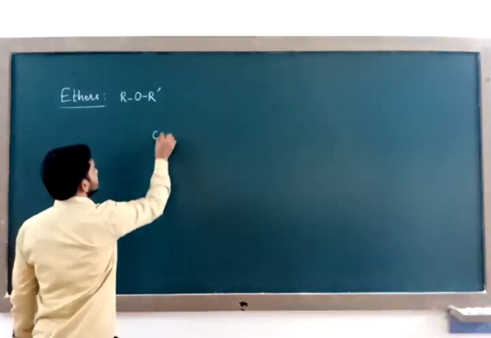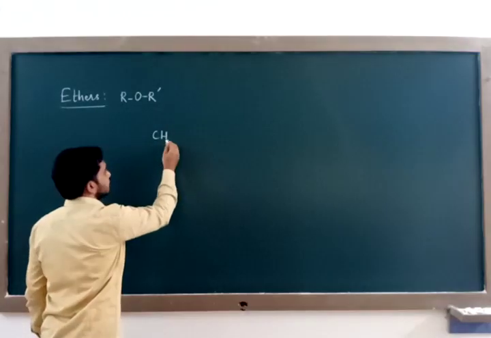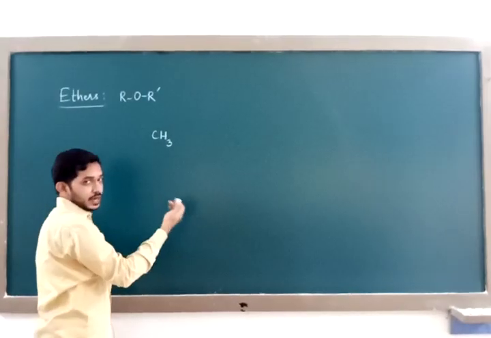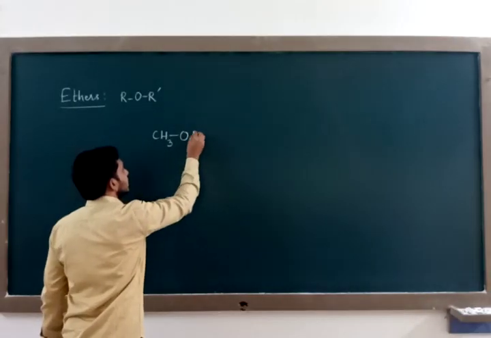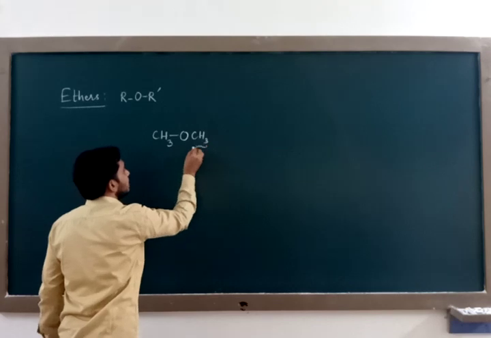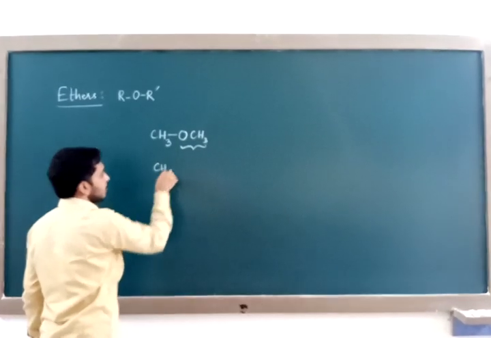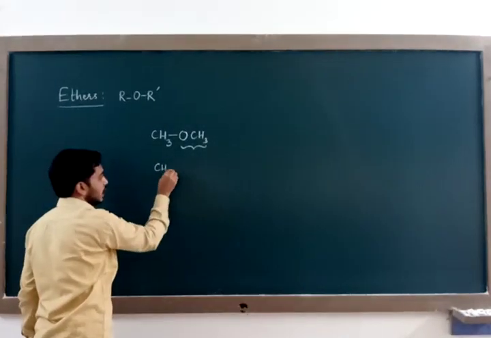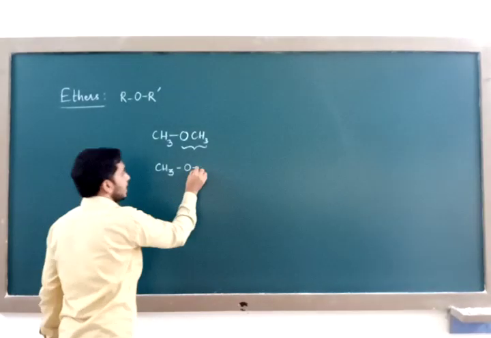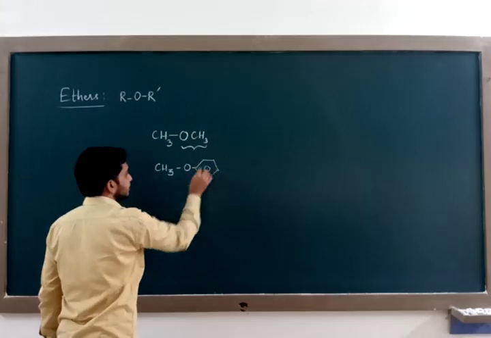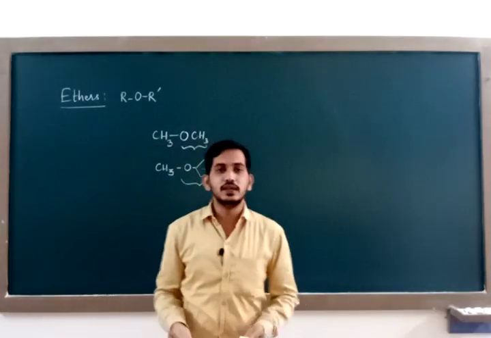See, if this is the simplest alkane, methane, I will remove one hydrogen from it. I have removed one hydrogen from it, and if the same is replaced by an alkoxy group, here it is, methoxy group, or else if the same alkane has lost one hydrogen atom and in its place you put an aryloxy group, then such compounds are called ethers.